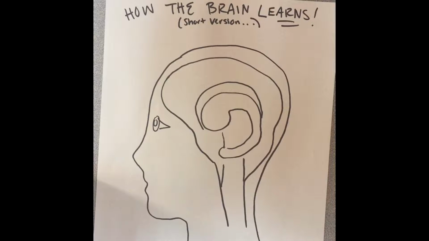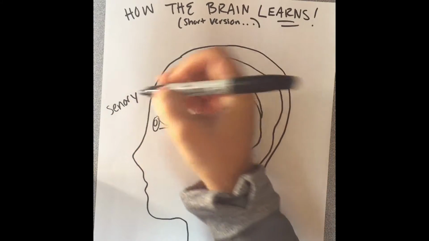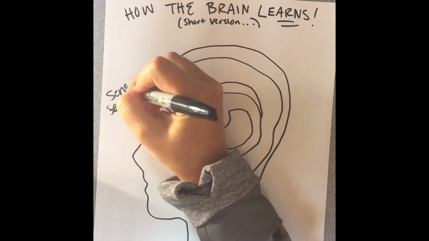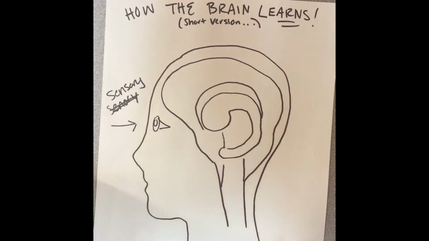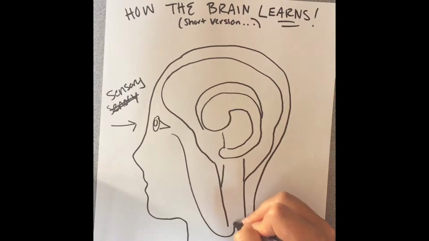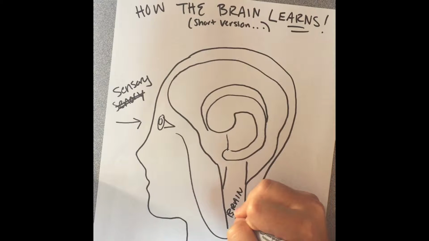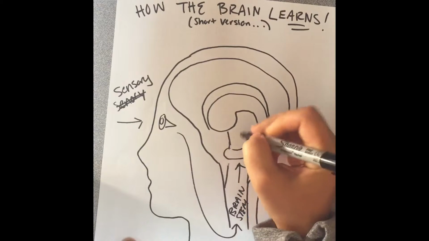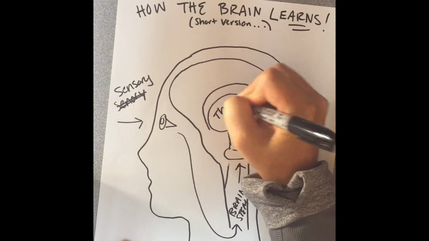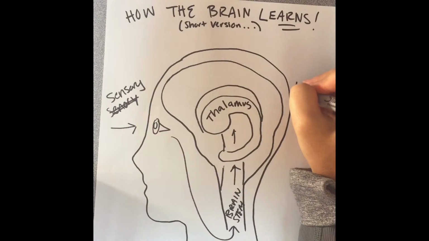Okay, this is a short introduction to how the brain learns. Basically, once sensory information enters in through your eyes, your ears, or anything, it's routed to your brainstem. Your brainstem sends that information to the thalamus. The thalamus is part of the limbic system.